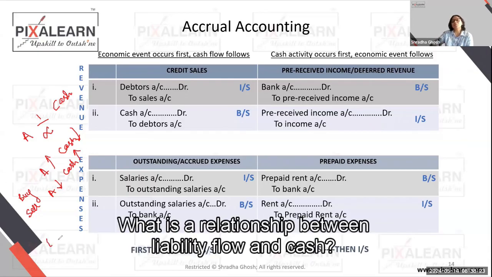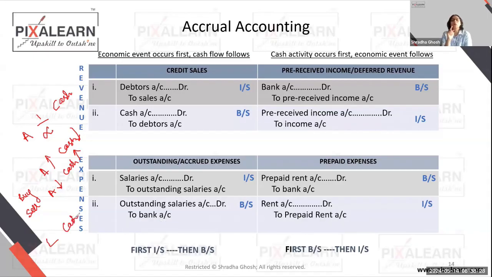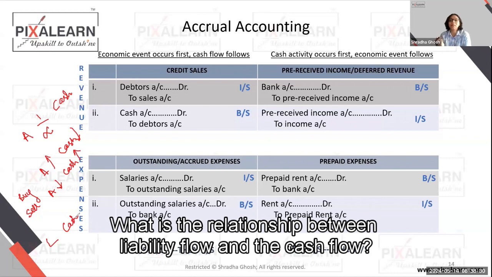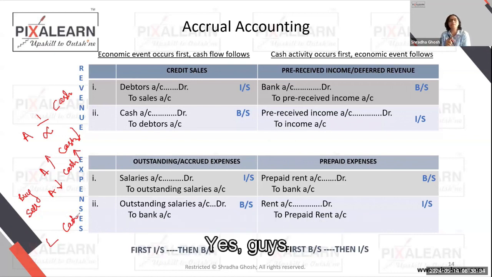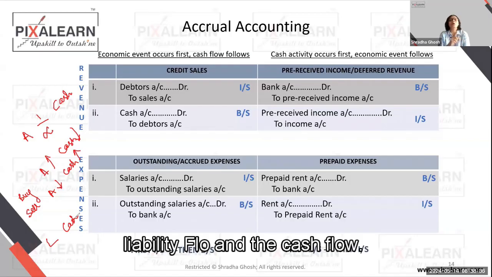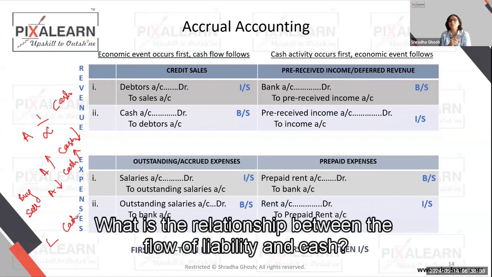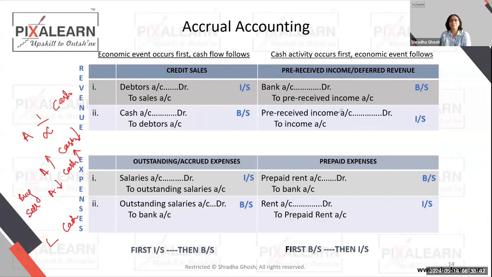What is the relationship between liability flow and cash flow, guys? What is the relationship between the flow of liability and cash? Hey, guys, is this clear?